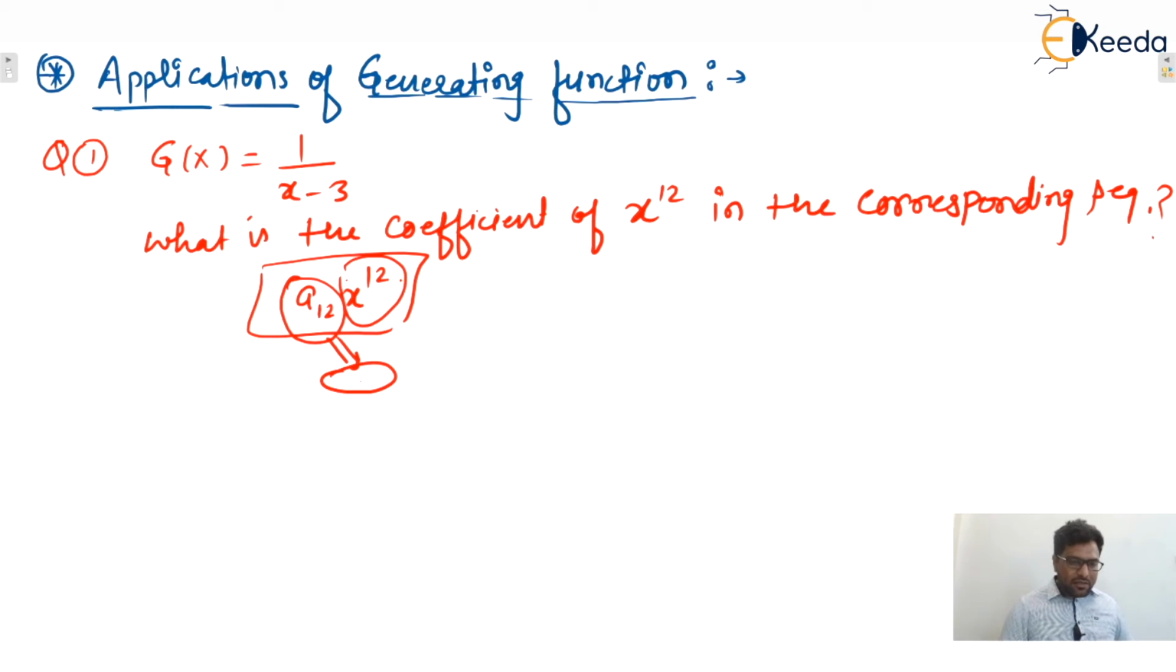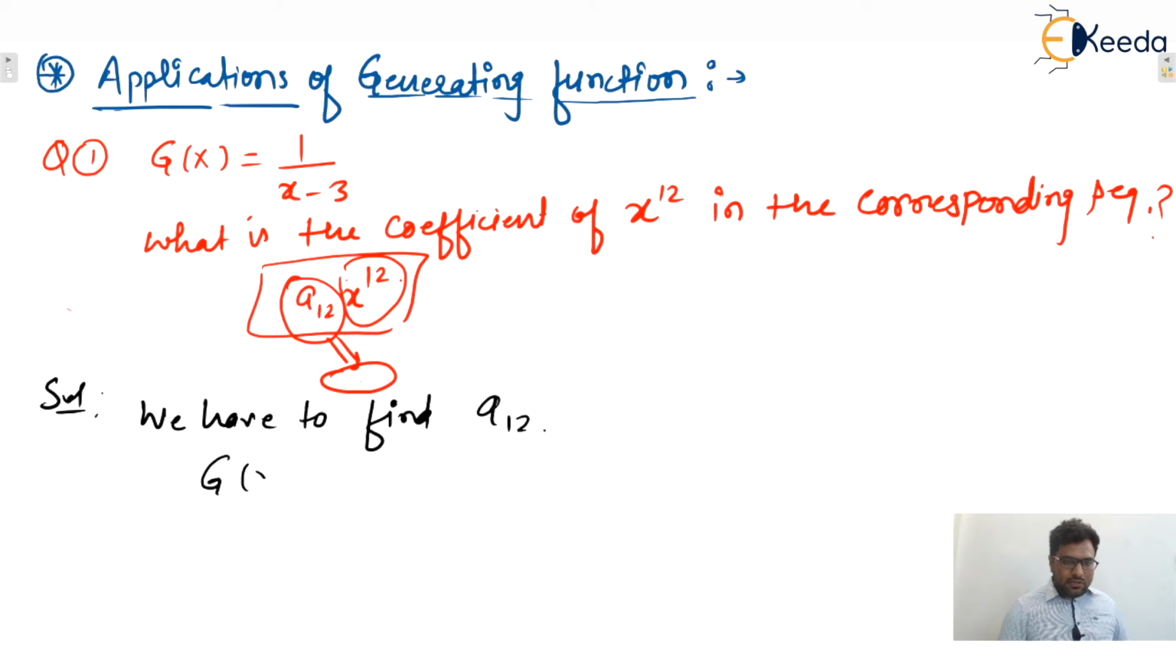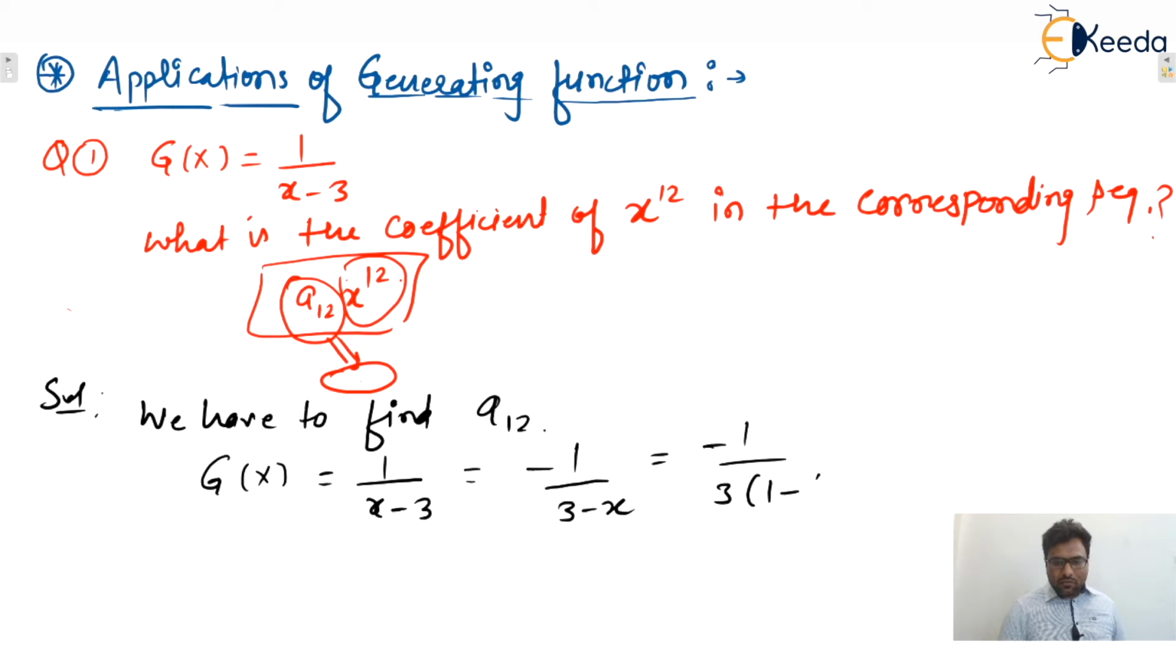So in the solution, we have to find A12. The generating function given to you is 1 upon x minus 3. It can be written as minus 1 upon 3 minus x, and this can be written as minus 1 upon 3 times 1 upon 1 minus (1 by 3)x. Yes or no? Why did I write it like that? You will get to know right now.